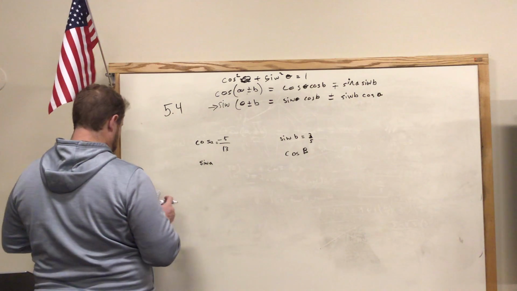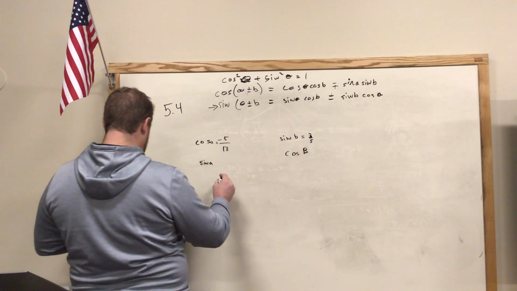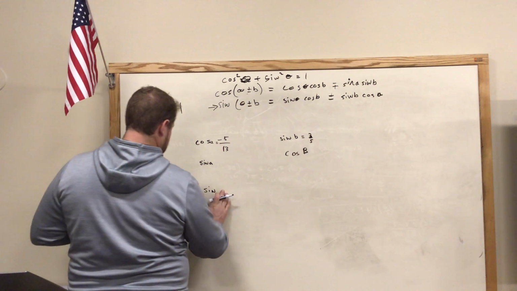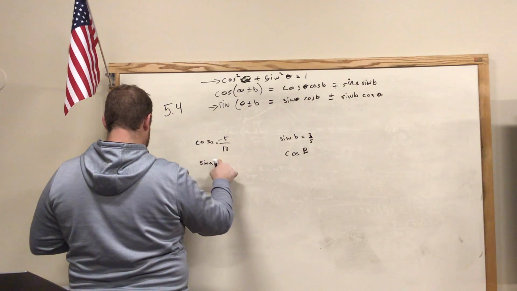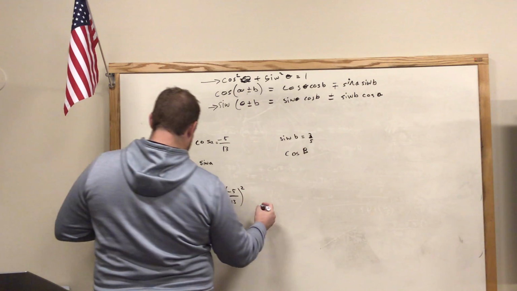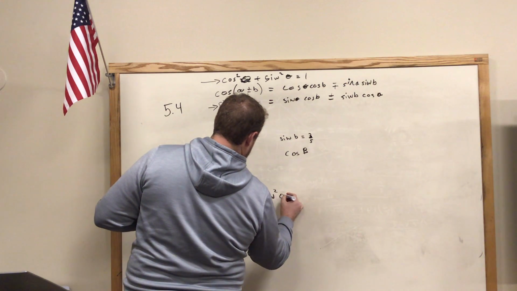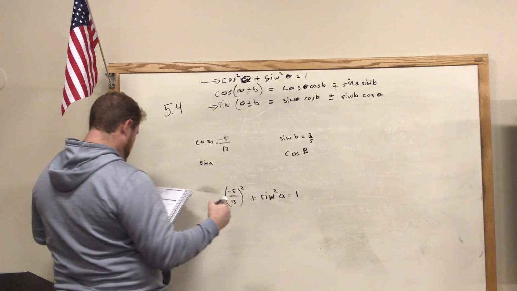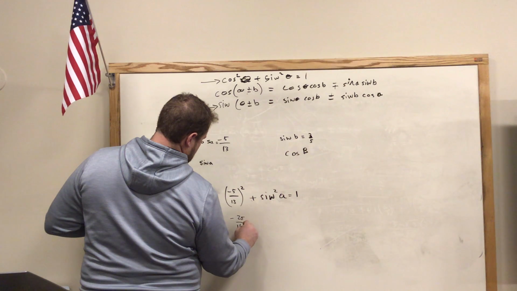Okay, sine A. If we were to solve this, we would use this equation here: negative 5 squared plus sine squared A equals 1. So this is going to be 25, so negative 25 over 169.